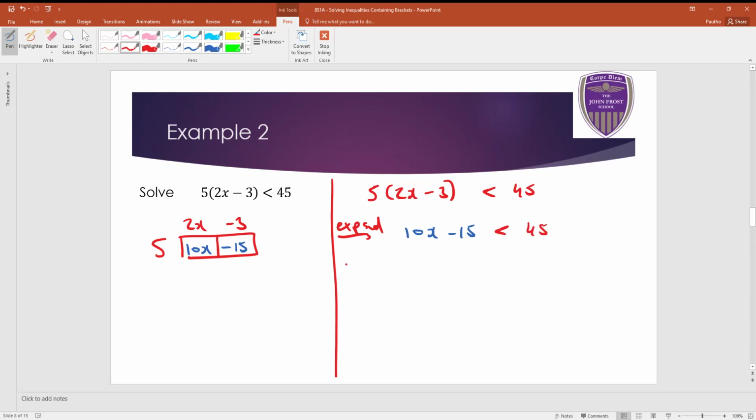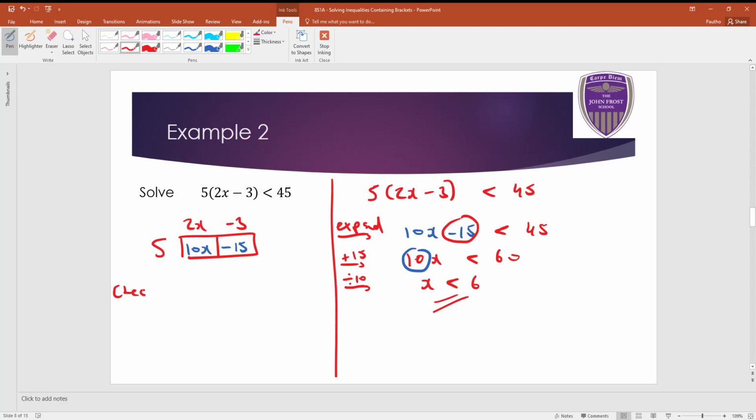Remember now my inverse operations, this time I'll have to add 15 on because the opposite of taking away is to add. So 45 add 15 is 60. And then I'll divide by the 10, as we've done in previous lessons, and 60 divided by 10 is 6. So I claim that x is less than 6.